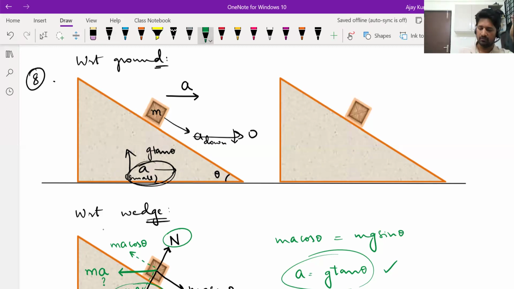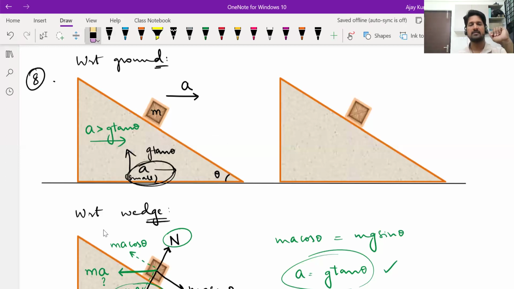Now you all tell me, based on your own logic, if the acceleration of the wedge is more than g tan theta, then what will happen to the block? The wedge is accelerated forward too fast. What happens to the block?